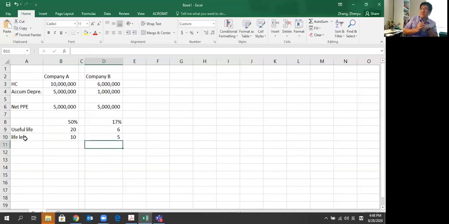So now, which is better? We know there's a difference. Although 50% of company A's PPE has been used, it has a much longer useful life of 20 years, so it won't be replaced until 10 years later. However, we cannot say the same for company B. Although only 17% of its PPE has been used, its useful life is only 6 years, and 5 years later they're going to have to replace the PPE. So in this way, maybe company A is better again. You might not agree with me about which one is better, but I think we should agree that with new information, we might make different decisions.